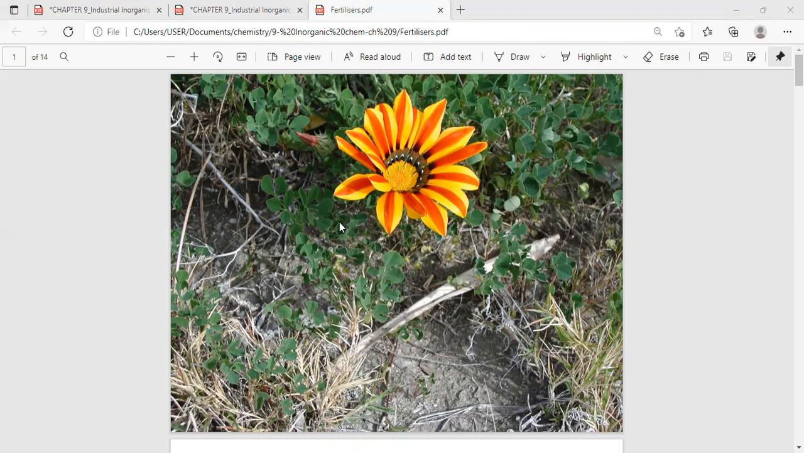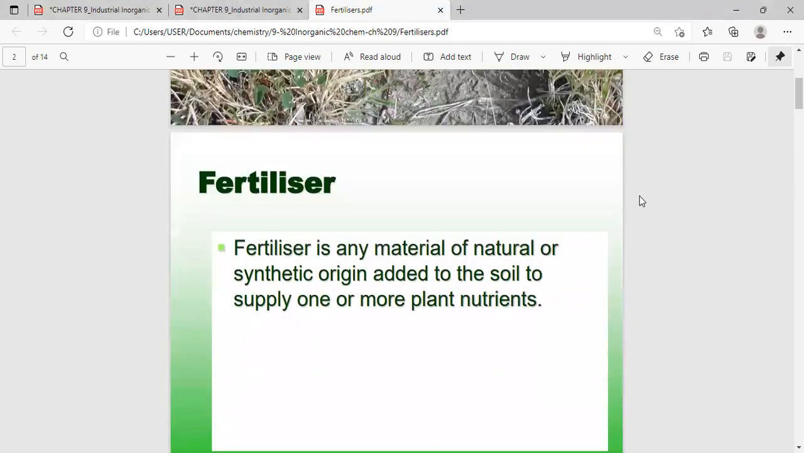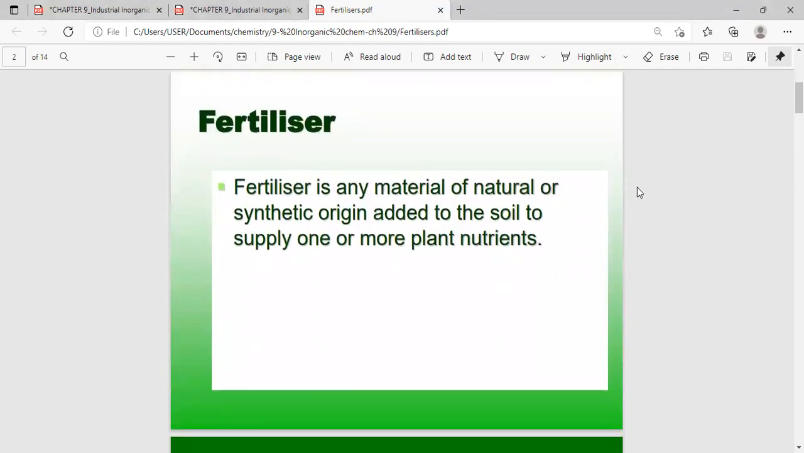So you need so much food to feed this growing population. Okay, so let's look at what is a fertilizer. A fertilizer is any material of natural or synthetic origin, which is added to the soil to supply one or more plant nutrients. So fertilizers can be naturally made, or they can also be man-made or synthetic.